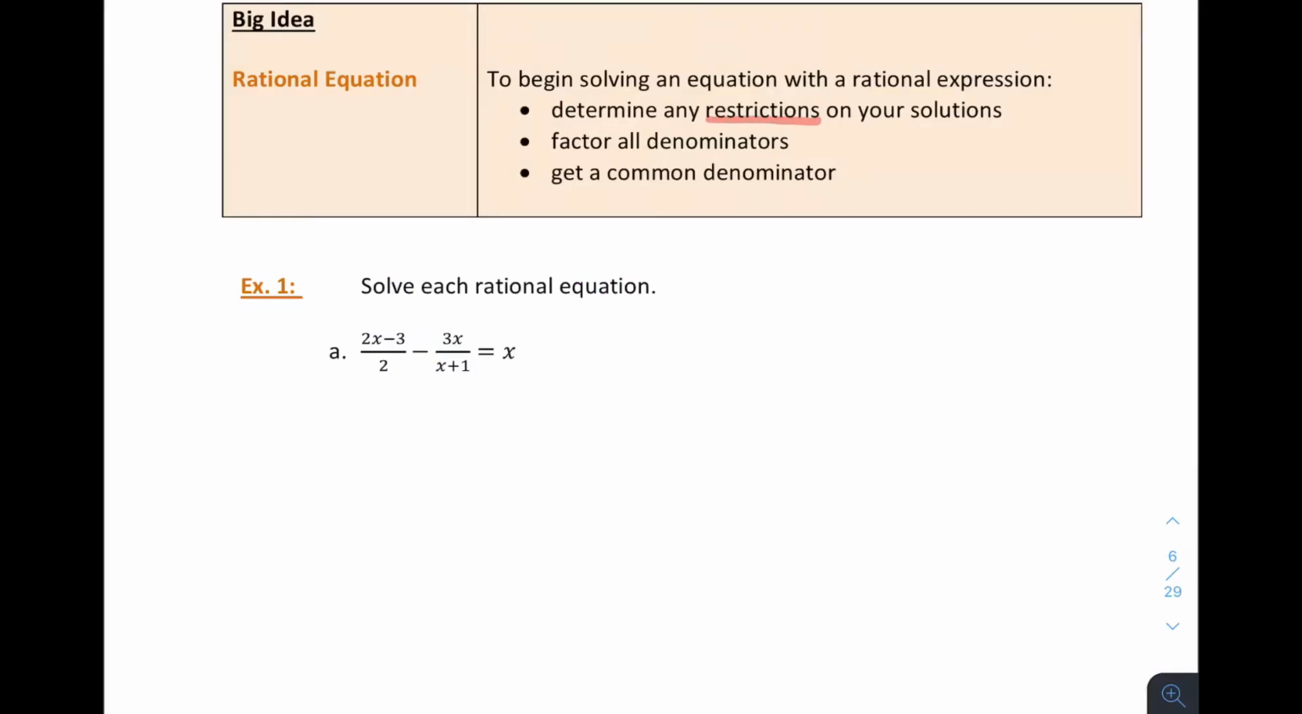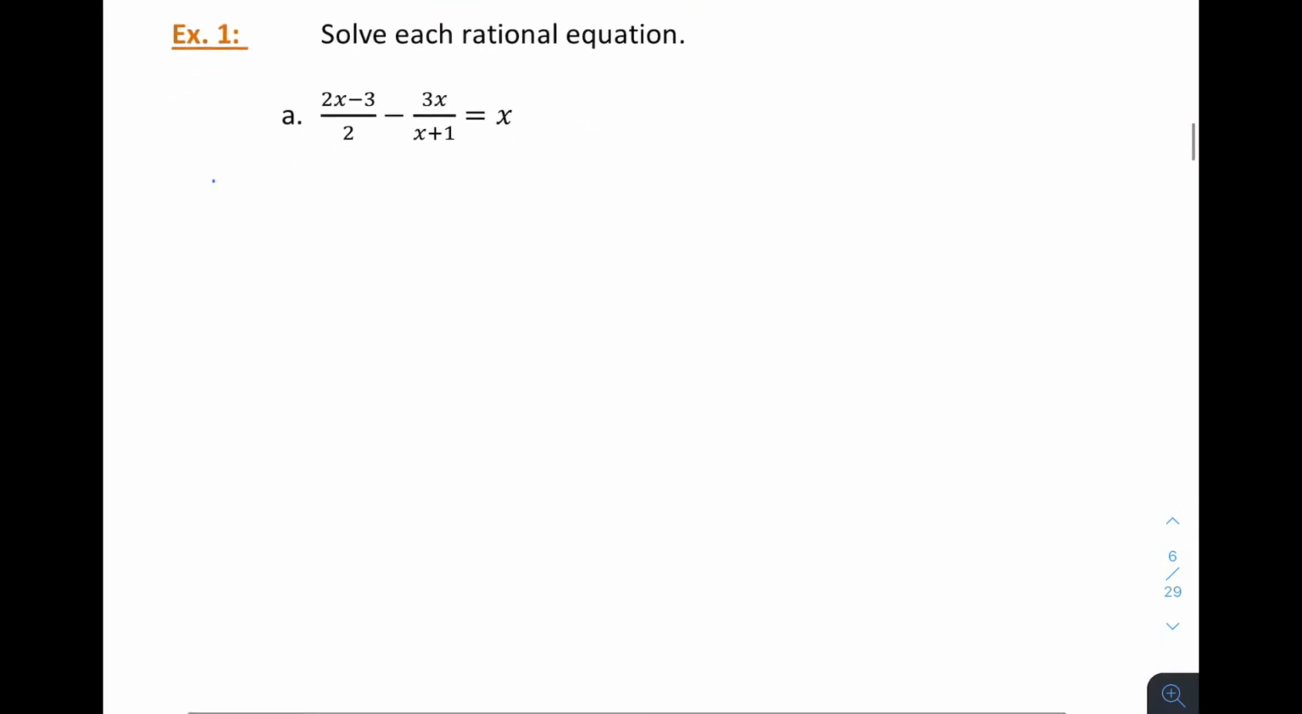To solve a rational equation, the first thing you want to do is determine any restrictions on your solutions. Things that aren't in the domain of your expression, or that make your denominator equal to 0, can't be solutions. You're going to want to factor your denominators so you can find those, and then find a common denominator and add. I like to look at my restrictions first. In your homework, sometimes it just asks for the restrictions and not to solve, so make sure you read the directions.